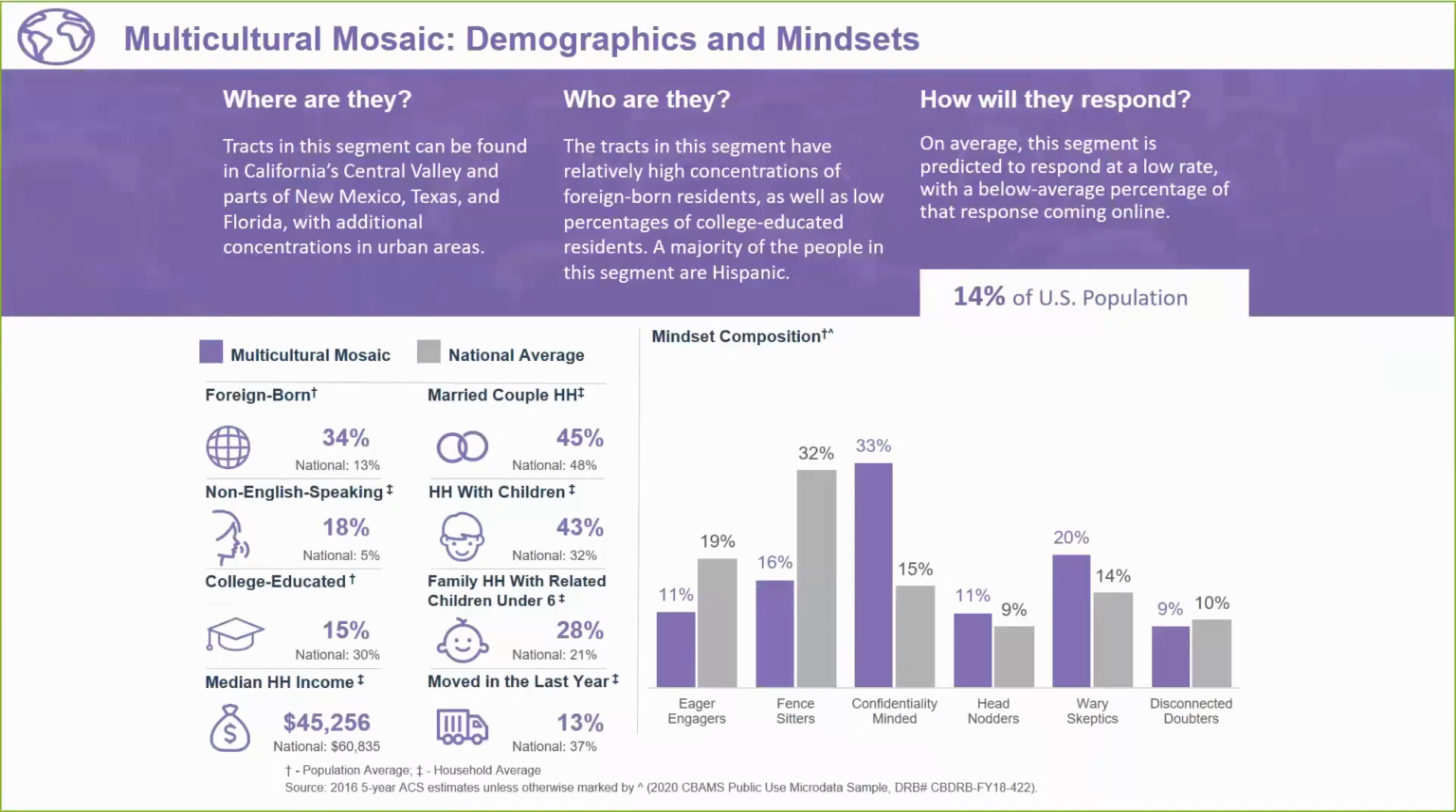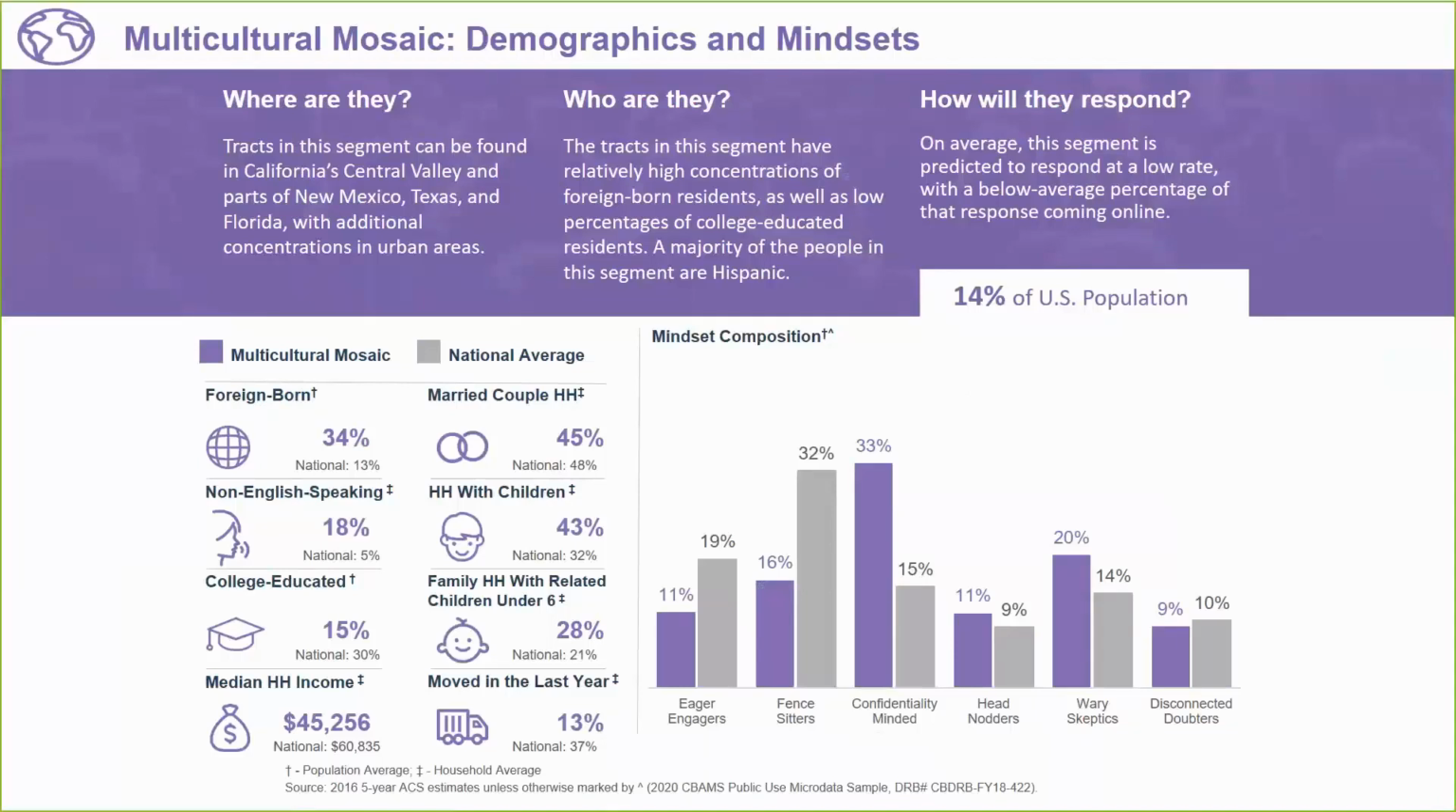This other cool thing that we have is the mindset composition, and these are profiles we've created of where people stand on responding. On the left-hand side, you have your eager engagers. We predict about 19% of the national population, that gray bar, are eager engagers. These are the people, the letter comes in their mailbox, they pull it open, they go online, they respond. They're done. They're excited, they're engaged. We're predicting only about 11% of the people in these segments are eager engagers who are just going to respond right away with no encouragement.